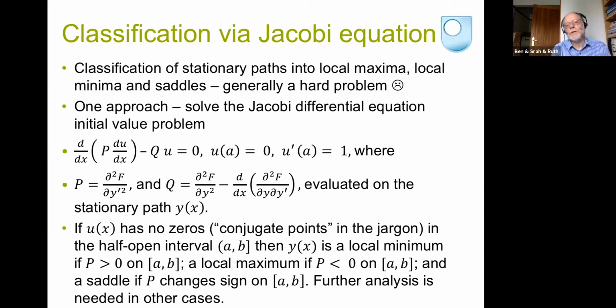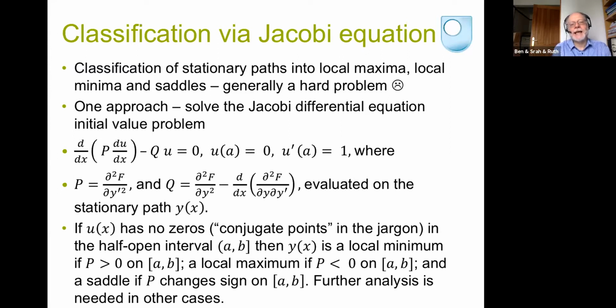So if you're solving the problem on an interval AB, then you're looking for points for which this function u, the solution of this differential equation, has zeros on the interval AB, excluding the left-hand endpoint where it obviously has a zero because that's given in the initial value.